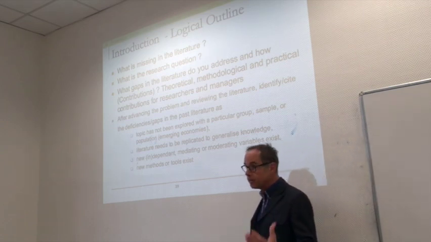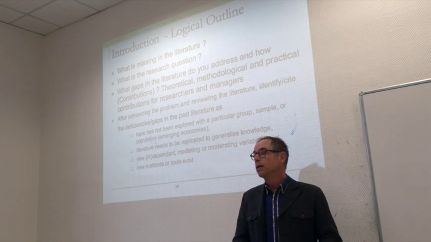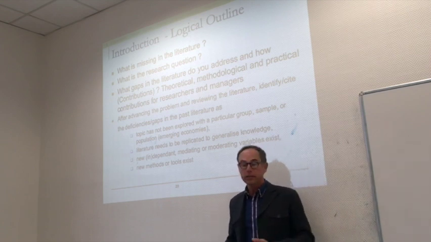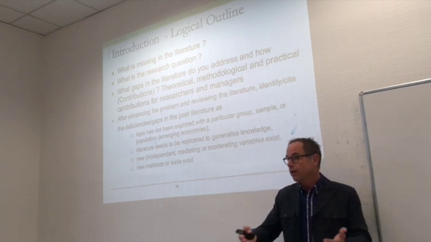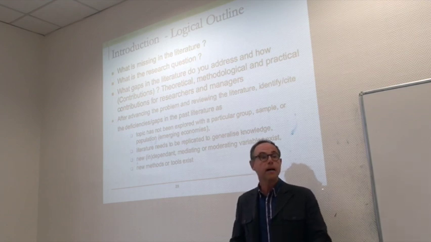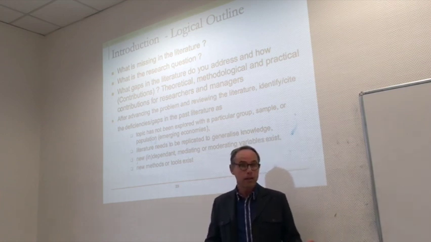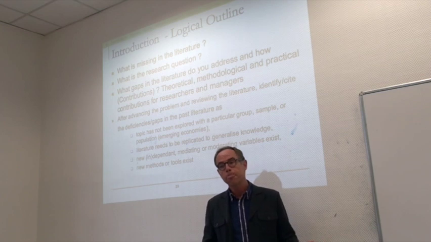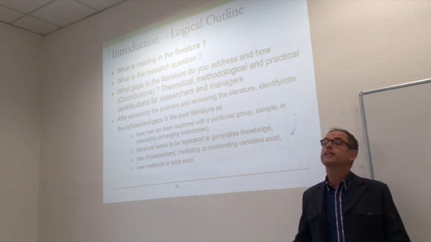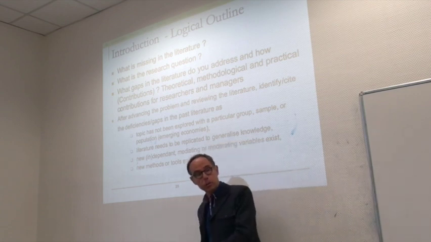After reviewing the literature, identify the deficiencies, the gaps in the past literature, such as a topic that has been explored, for example, with a particular population. So we can do or replicate a study in emerging economies. Literature needs to be replicated to generalize knowledge, so replications are important. You can also introduce new dependent, independent, mediating, or moderating variables in your model, or new methods or new tools. So show absolutely your theoretical, methodological, and practical contributions for researchers and managers, and show how your study will remedy or address the deficiencies for academia, practice, policy, or companies.